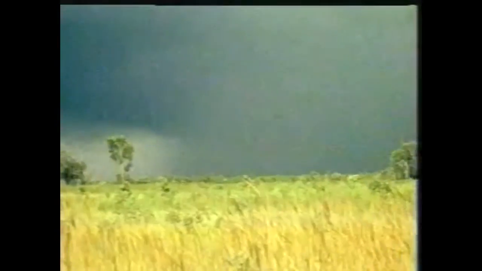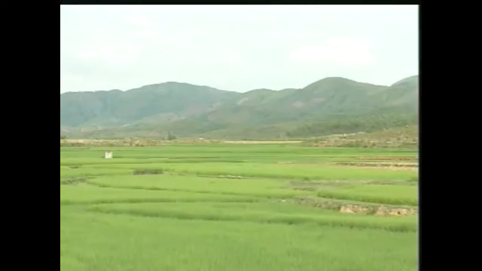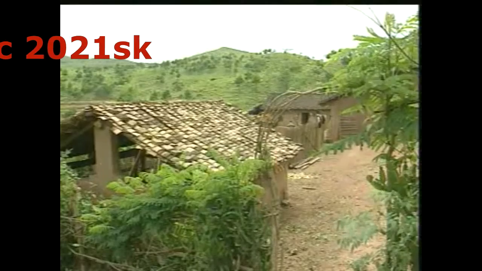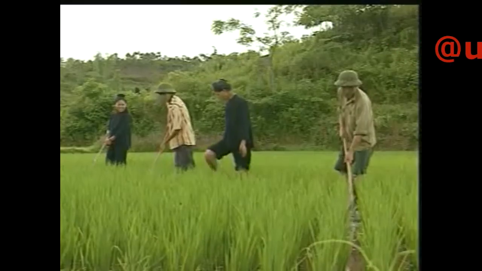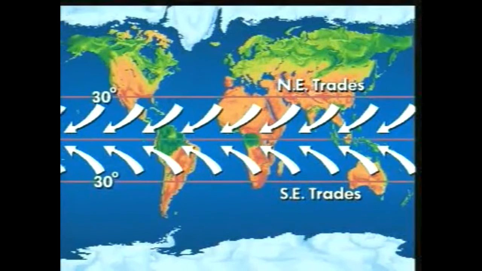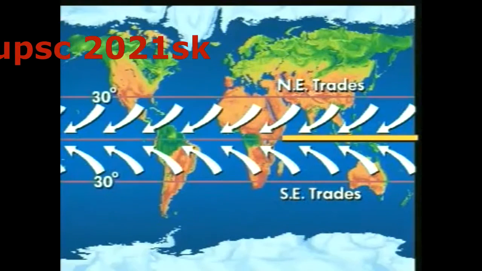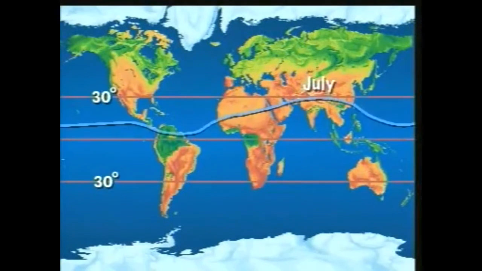Monsoons are seasonally reversing tropical winds. They bring the wet and dry seasons to the tropics. They are essential to agriculture in these regions, especially Asia. We have seen that the trade winds move towards the equatorial trough or intertropical convergence zone. This zone moves north and south depending on the season.